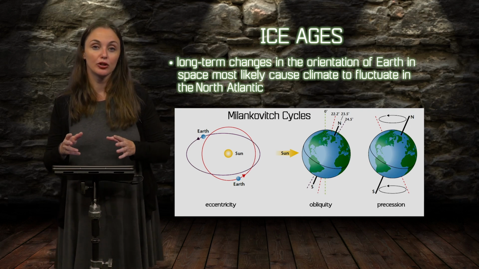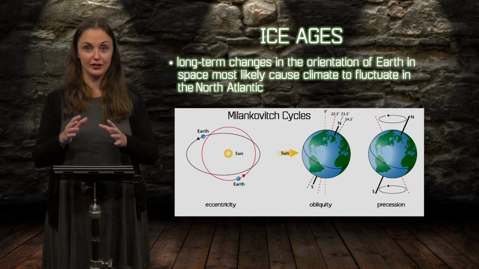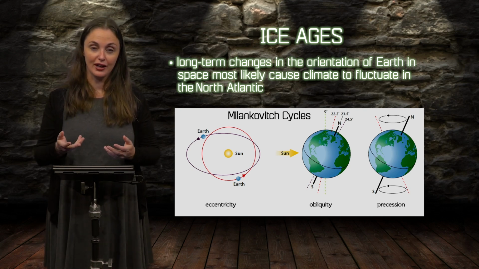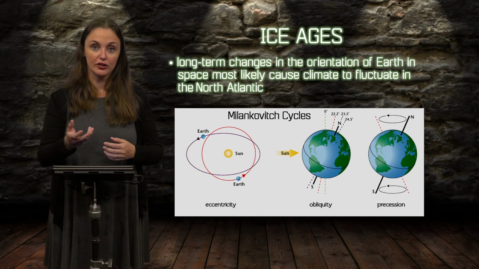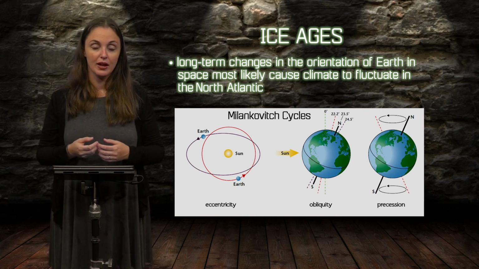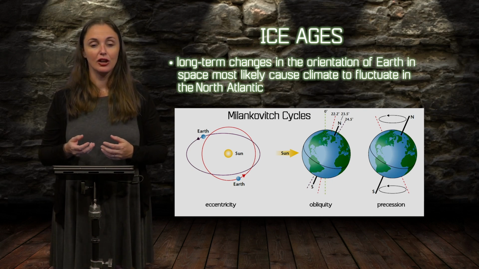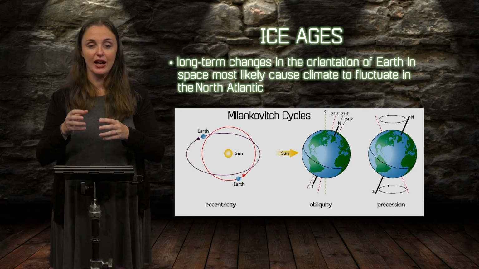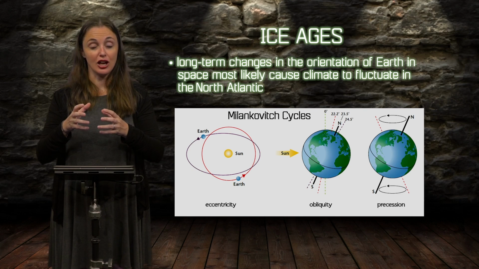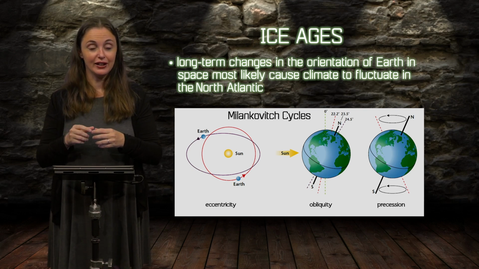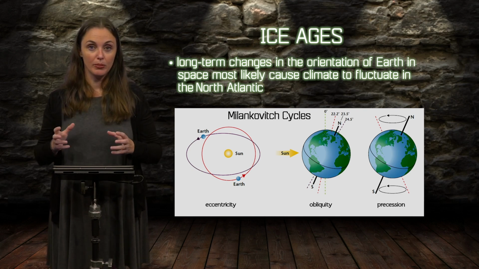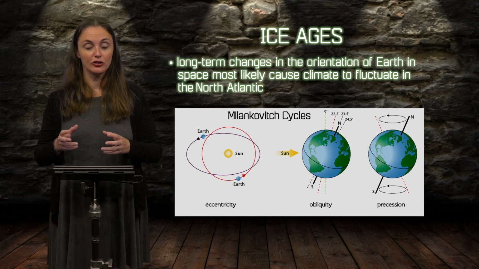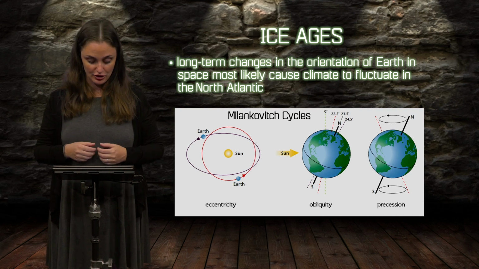Now, we're already familiar with the short-term things that Earth does in space. It spins on its axis, and that's why we have days. It orbits around the sun, and that's why we have years. In addition to these, the Earth also tends to wobble around on its axial tilt. Its axial tilt actually changes in angle ever so slightly, and the shape of the Earth's orbit actually changes over time. These are the three main factors that are part of the Milankovitch cycles.